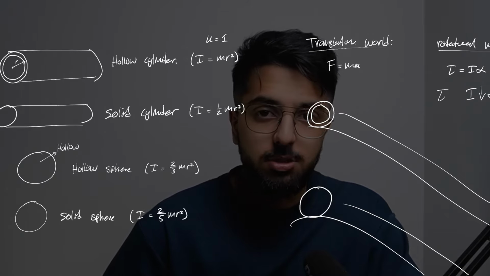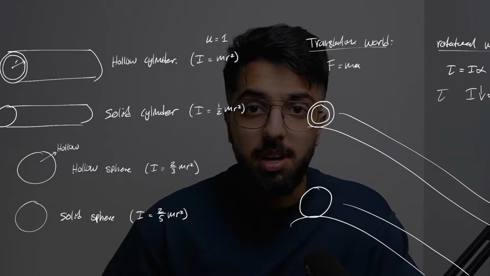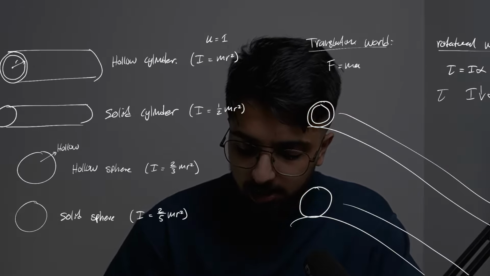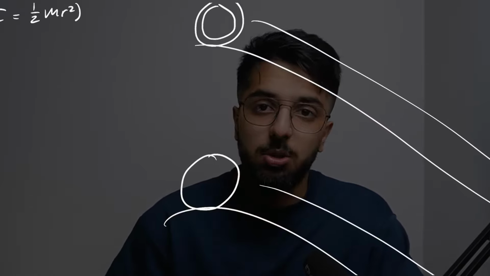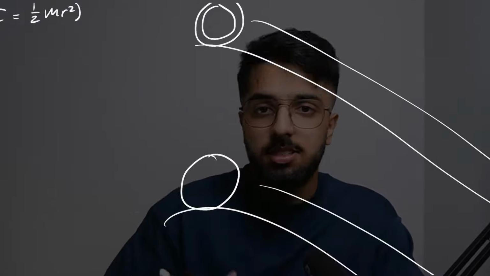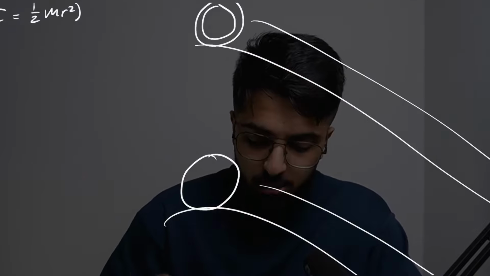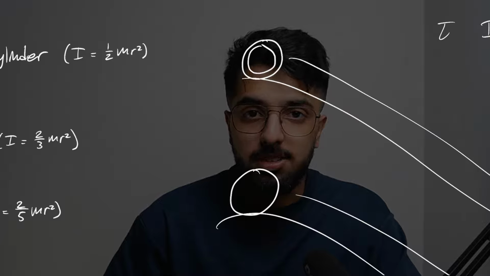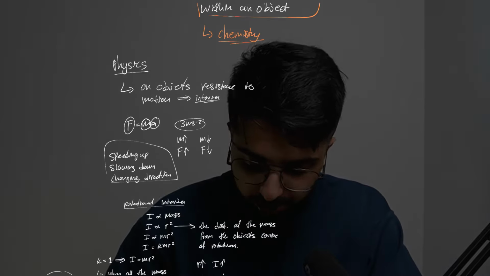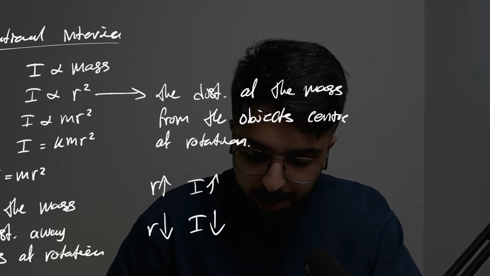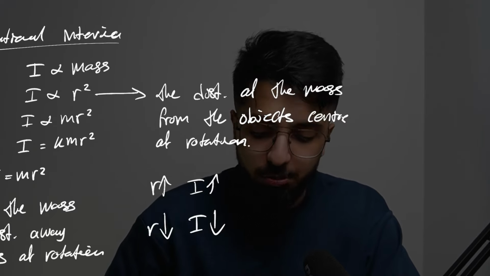I know I've definitely used this in some of the past exams I've gone through. You probably heard something along the lines of, "when we switch to the hollow cylinder, the effective radius has decreased," blah, blah, blah. So what is this term, effective radius? Like I said previously, our radius is the distance of the mass from the object's center of rotation, right?